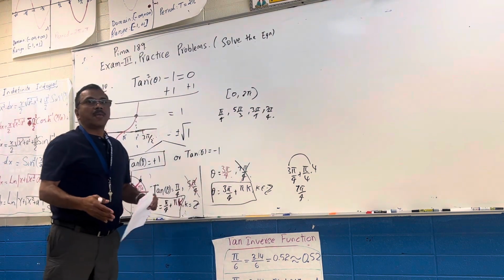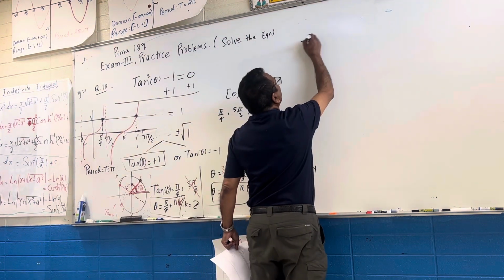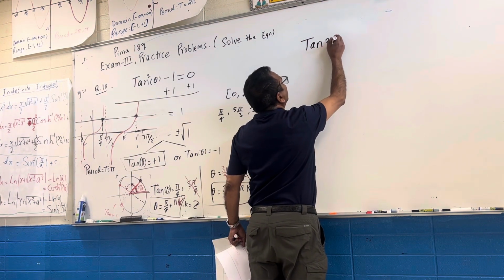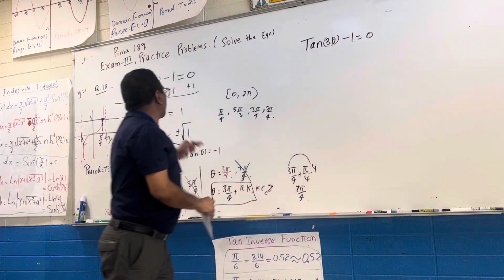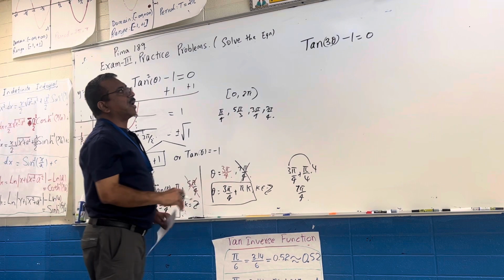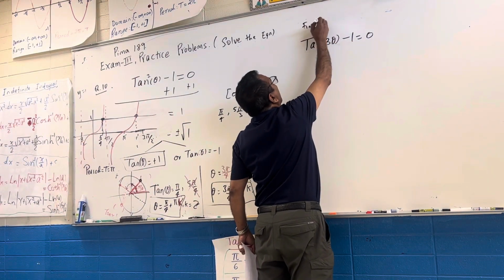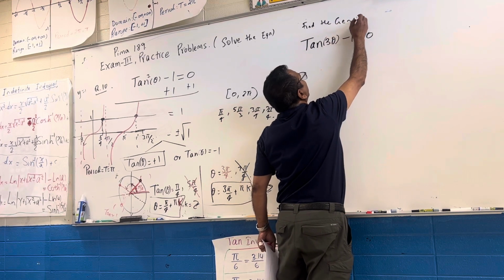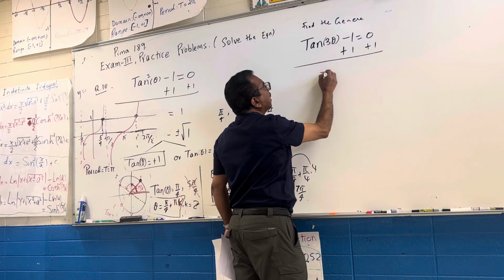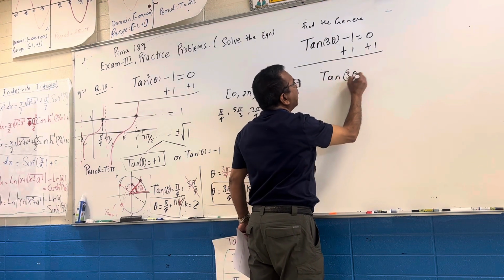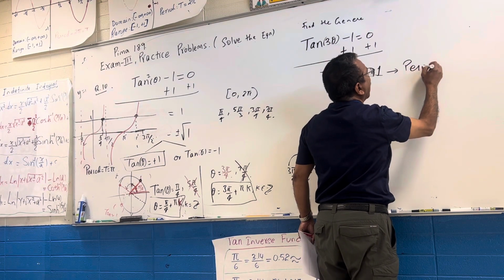But the same question could be asked differently. If it was tan of 3 theta minus 1 equals 0, I'm just changing this question to tan 3 theta minus 1, and find the general solution. In such a case, of course, you need to add 1. That's the first part.